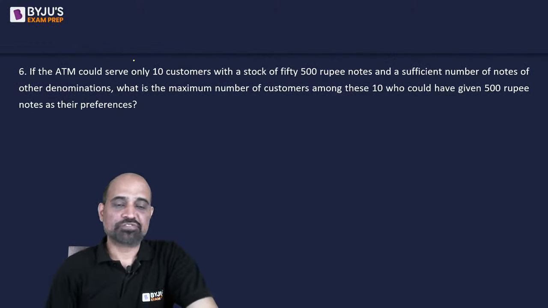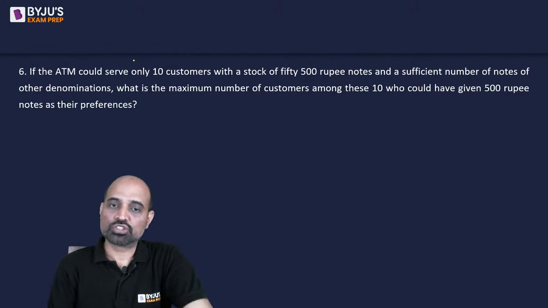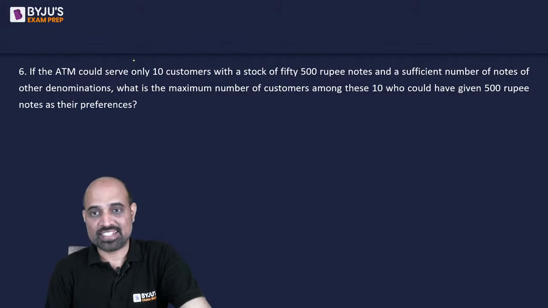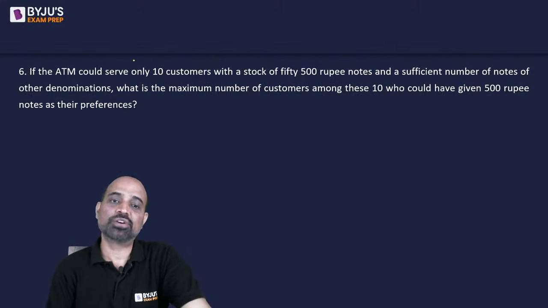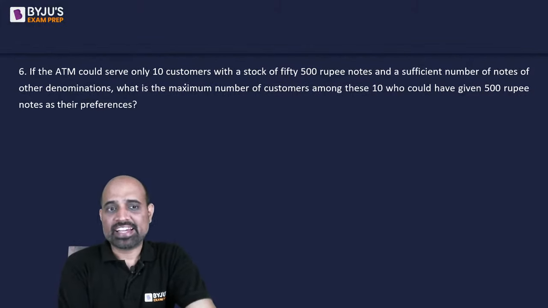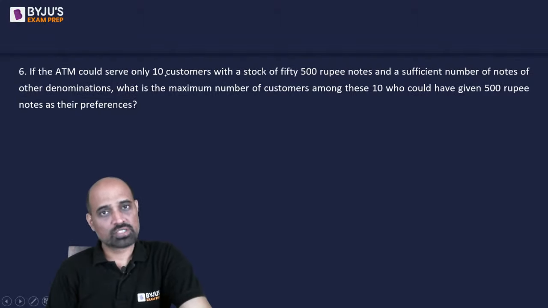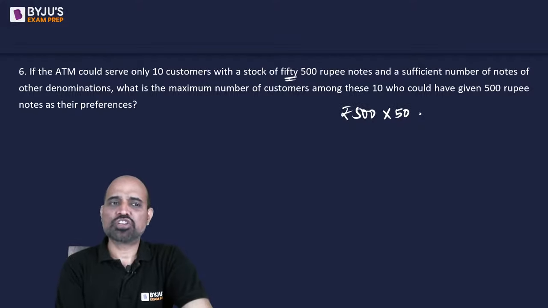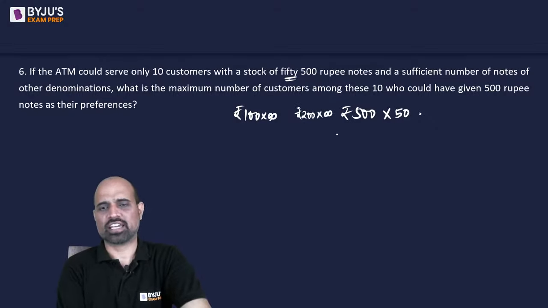Next, if the ATM could serve only 10 customers with a stock of 50 500 rupee notes and a sufficient number of notes of other denominations, what is the maximum number of customers among these 10 who could have given 500 notes as their preference? So let's read calmly. The ATM has to serve 10 customers with a stock of 50 500 rupee notes. So I have 50 500 rupee notes, and a sufficient number of notes of the other two denominations. So I have infinite 100 rupee notes, and plenty of 200 rupee notes too. Infinity means I have enough.